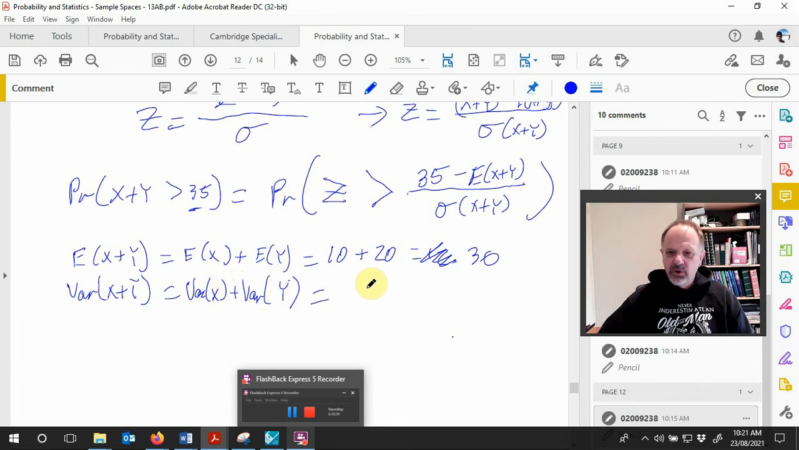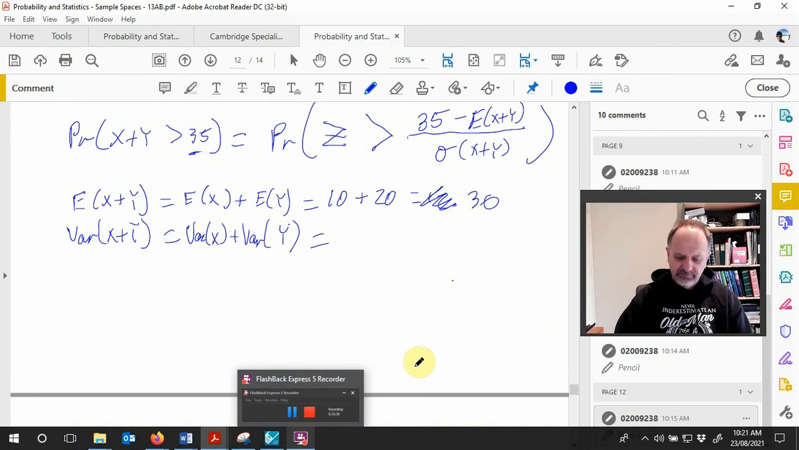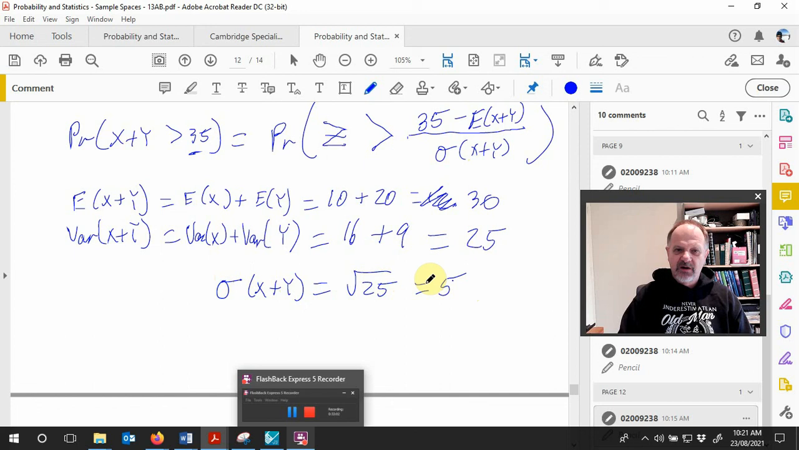And so I worked those out up here, 16 and 9, which is 25. All right. Now, we need here the standard deviation of x plus y. So the standard deviation of x plus y is the square root of 25, which is 5.